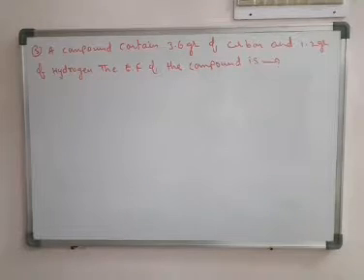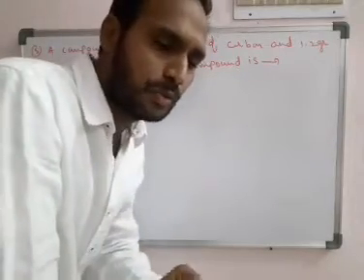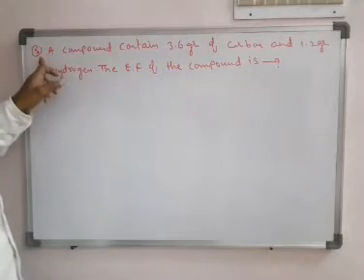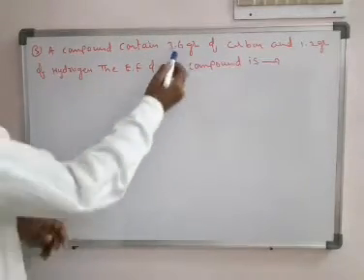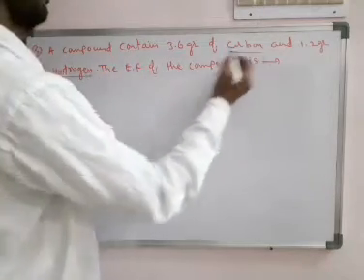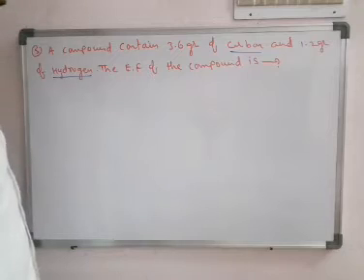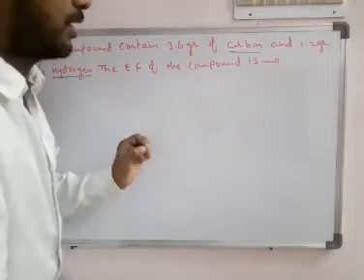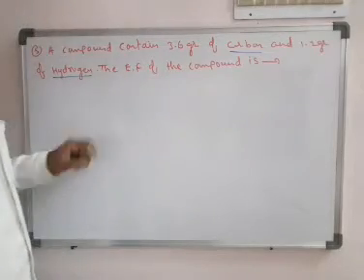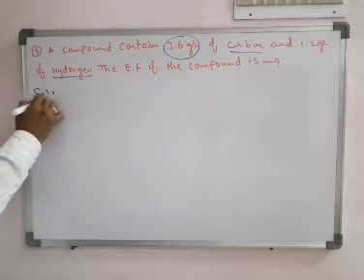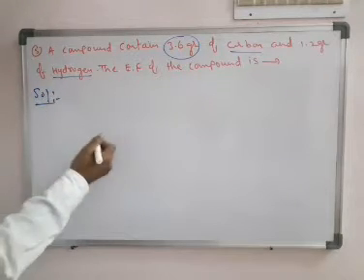Okay, see the fifth problem. The second, third, and fourth problems are very easy. The fifth one: a compound contains 3.6 grams of carbon and 1.2 grams of hydrogen, and we need the empirical formula. Here the total weight of the compound is not given, so we can't find the percentages. So we have to convert them into number of moles, then compare with the given options.